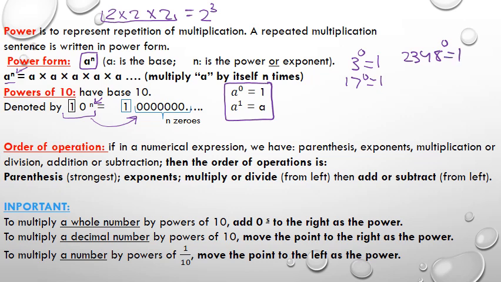The second rule is a to the power 1 is equal to a. Any number to the power 1 gives me the number itself. For example, 77 to the power 1 gives us 77.